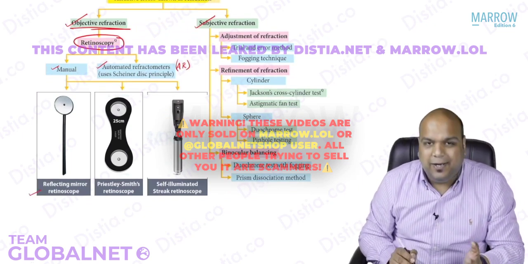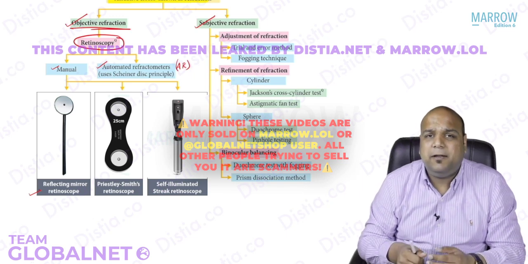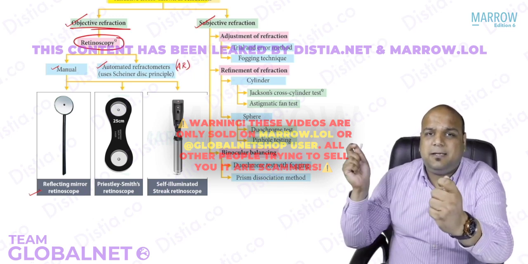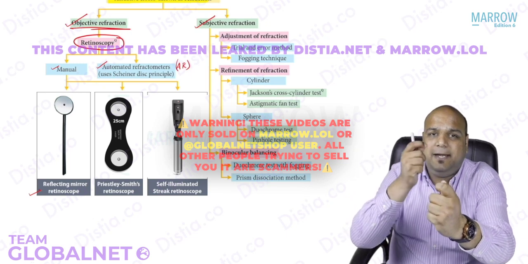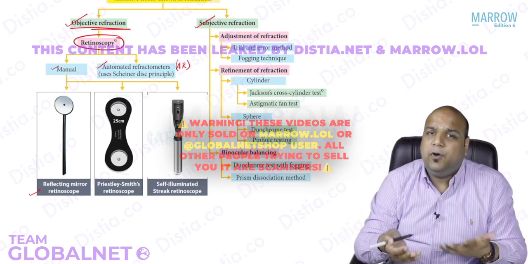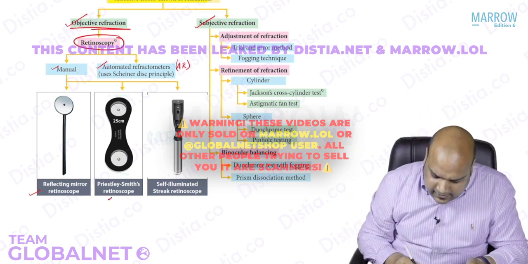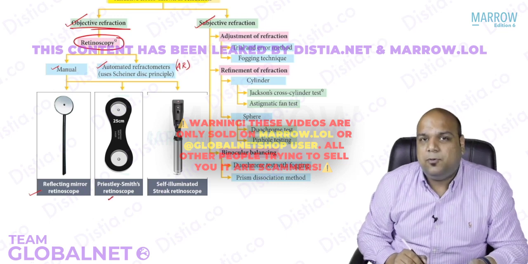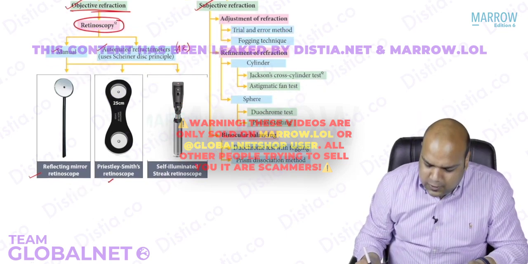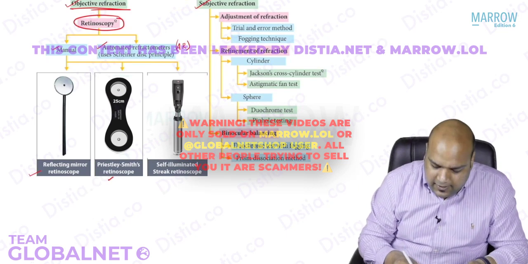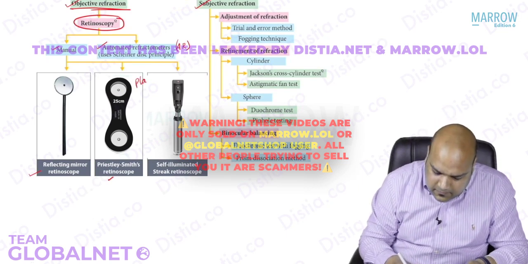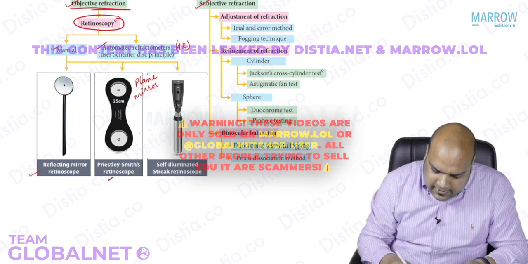The first is a reflecting mirror retinoscope. Simple mirror, you are holding this mirror. There is a bulb which is reflecting the light into the patient's eye, and that is how you are doing retinoscopy. The second is the Priestley Smith retinoscope. The difference you see is that it has two mirrors in this. One is a plane mirror.